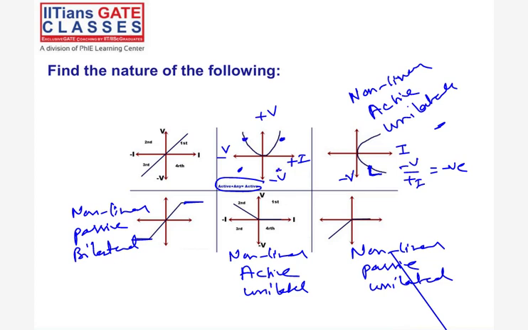If I consider the impedance here, the impedance here is 0. So that is why these two are not bilateral. That's why these two are unilateral.